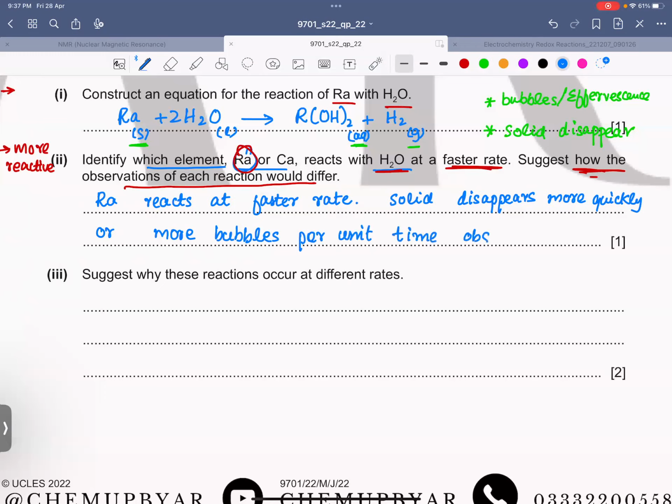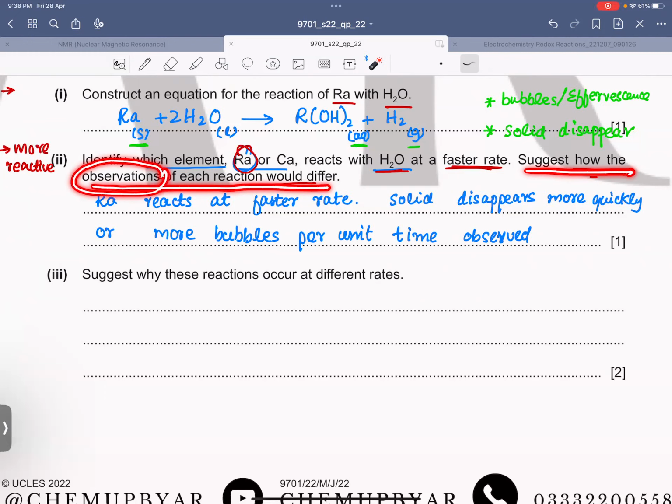Sir, can we write that radium reacts more vigorously than calcium? Is this clear to everyone? Yeah, that is right. But see, read this. How does saying it is reacting more vigorously justify the difference in observation? So for the difference in observation, you have to either write the observation and then state that it is going to be happening more quickly. Okay sir.